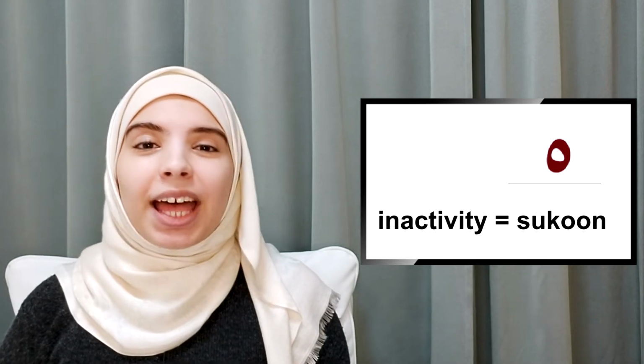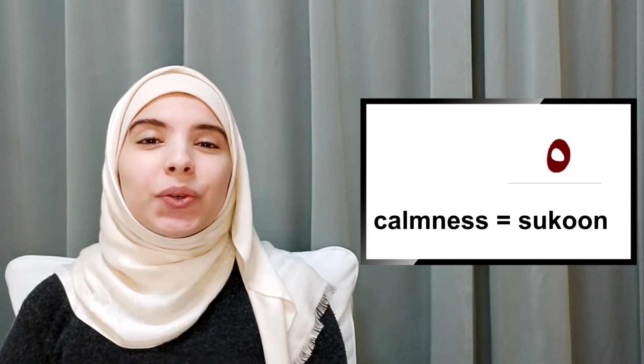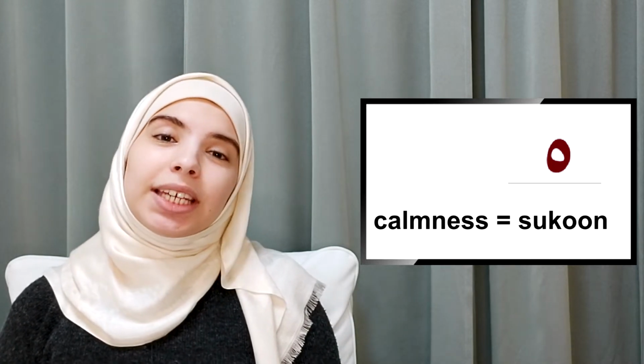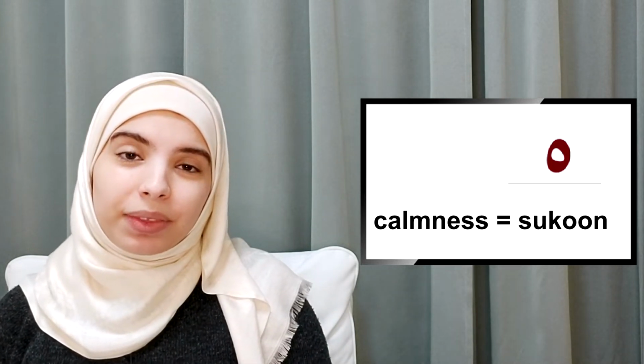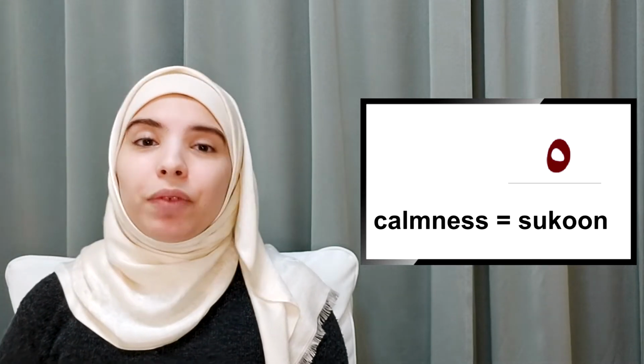I'll start with pronunciation markers. We've learned three pronunciation markers before, which were the short vowels: fatha, dhamma, and kasra. And today we're going to learn sukoon and shadda. First, sukoon. This rounded symbol is called sukoon. Sukoon means inactivity and calmness, and that's why sukoon has no sound. It only indicates the absence of vowels.